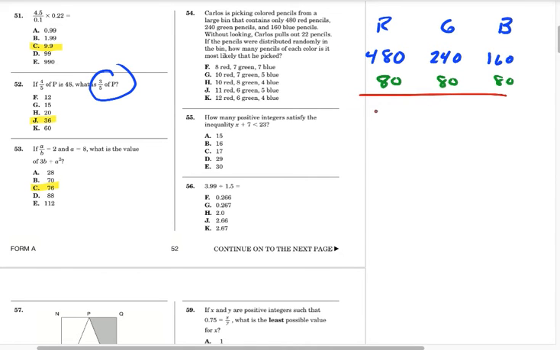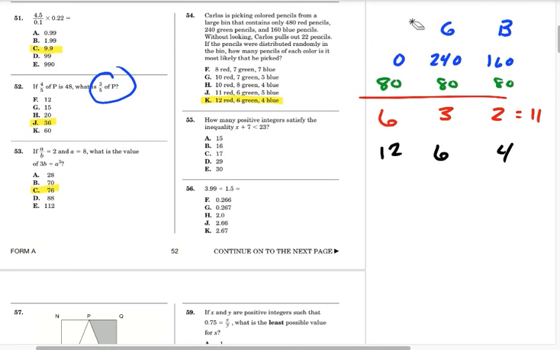We end up with 6, 3, and 2. But we need 22 pencils, right? And this is only 11 pencils? So we got to double everything. So we end up with 12 red, 6 green, and 4 blue. Hopefully that's one of the answers. There it is. Okay.